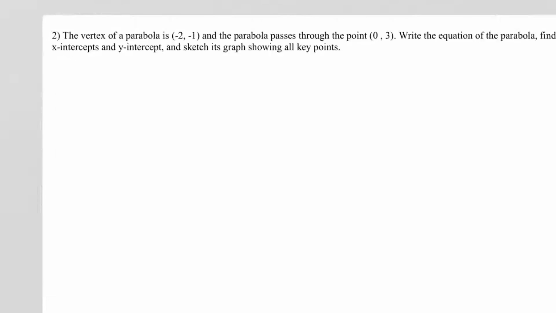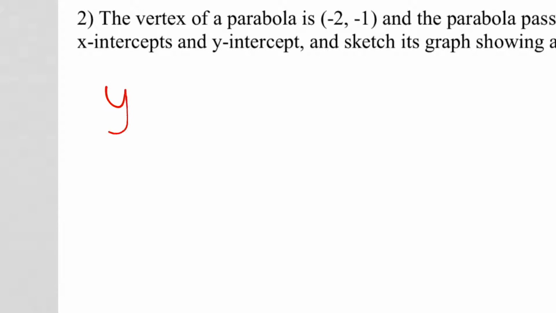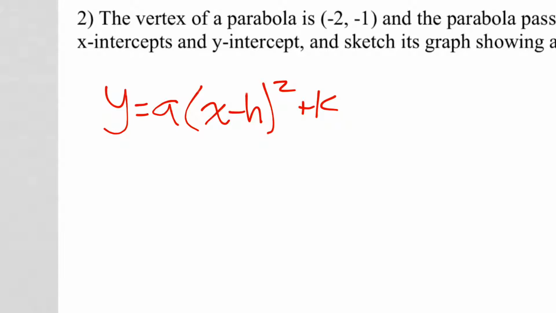Alright, problem number 2. We are given the vertex and we know another point and we want to figure out what the equation of this parabola is. So to do so, we're going to use vertex form. y equals a times (x minus h) squared plus k.